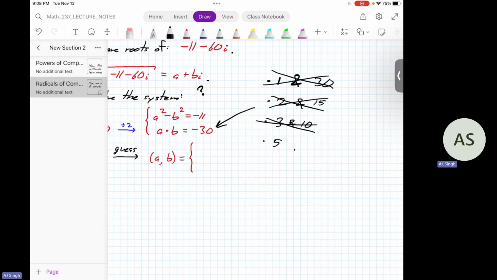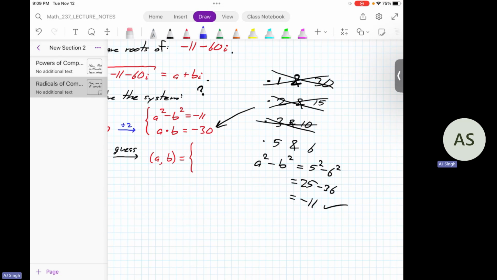5 and 6? This one looks promising. Let's try. A squared minus b squared is 5 squared minus 6 squared. What is that? 25 minus 36. Using a calculator, sure enough, is negative 11.